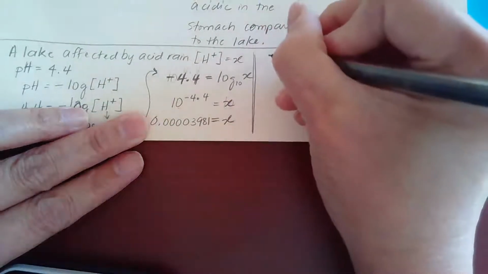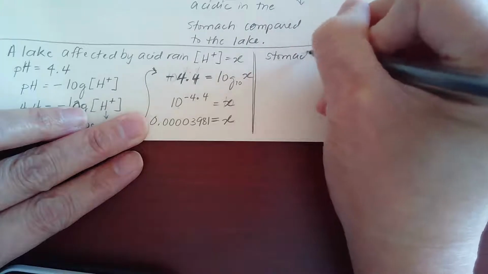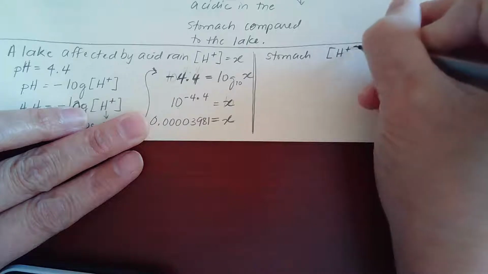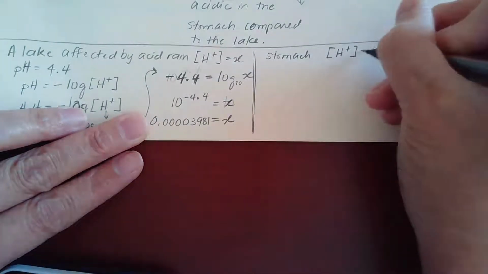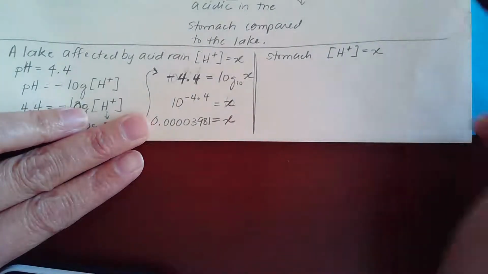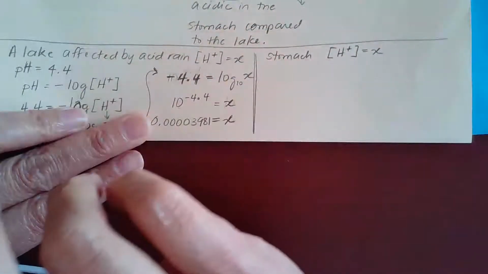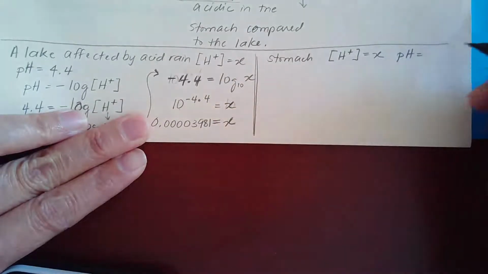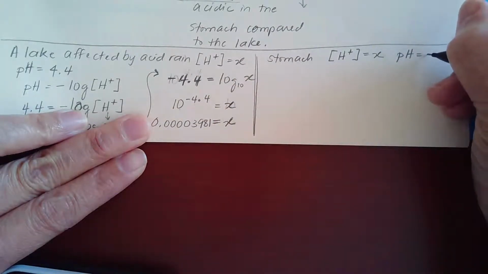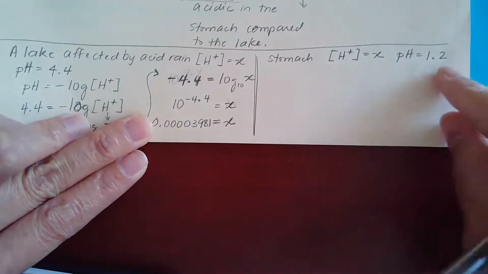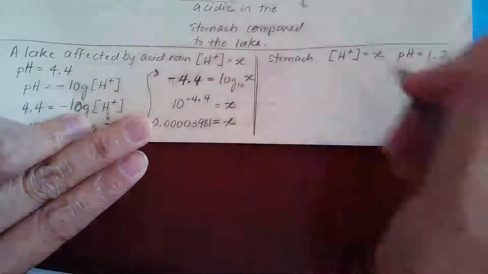So stomach, what we're gonna do again is for the H plus, the hydrogen ion, we're gonna just assign that as an X, so that's something that we are familiar with, a variable. They said the pH for the heartburn is 1.2. So the pH for the stomach acid is 1.2. So we're going to use, again, the formula.